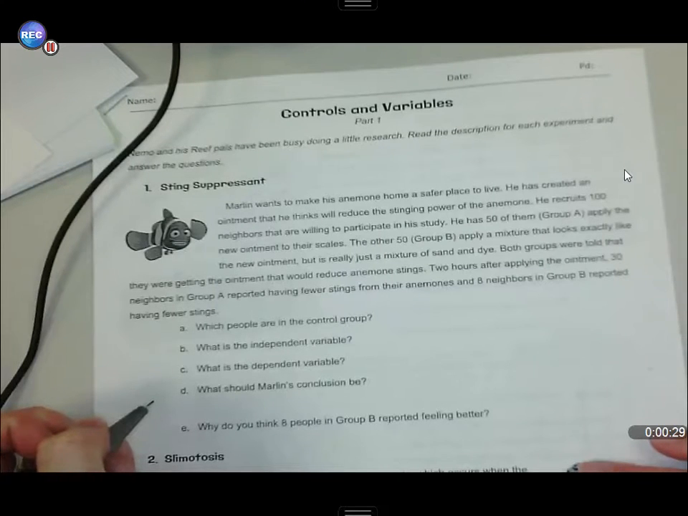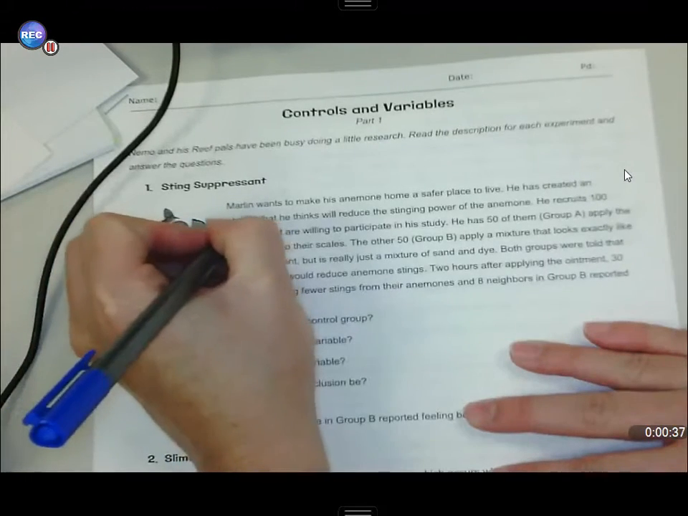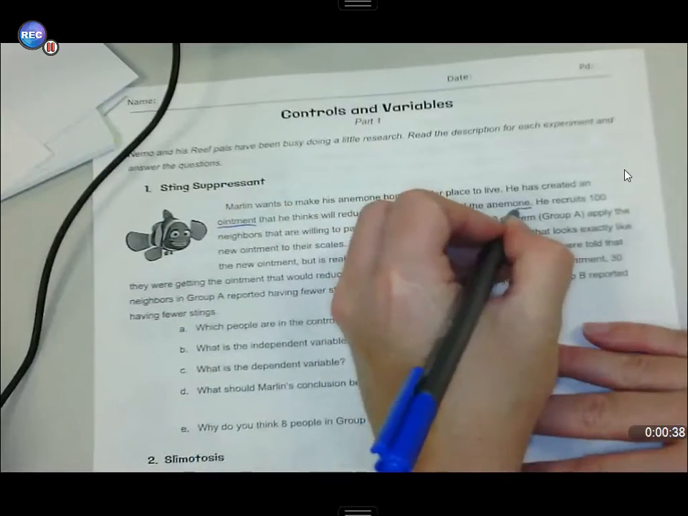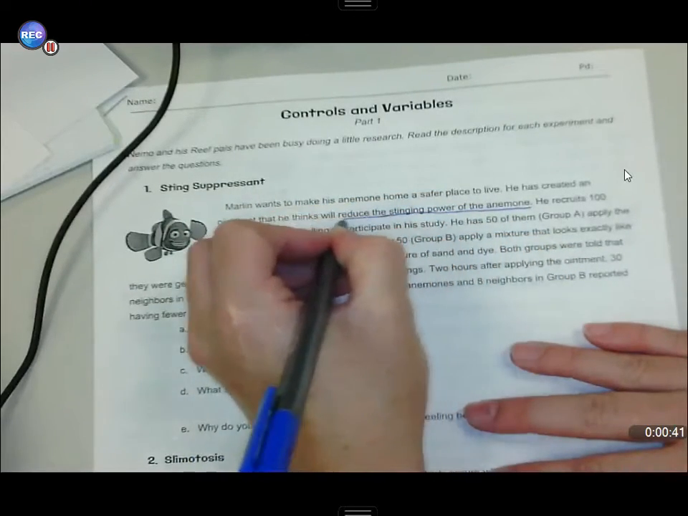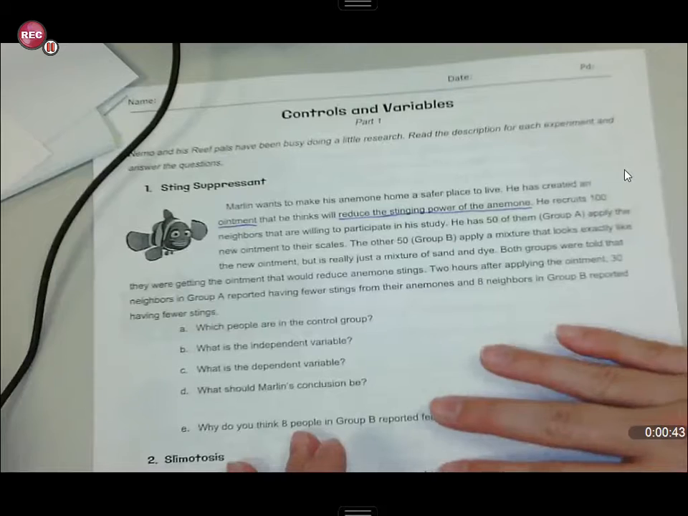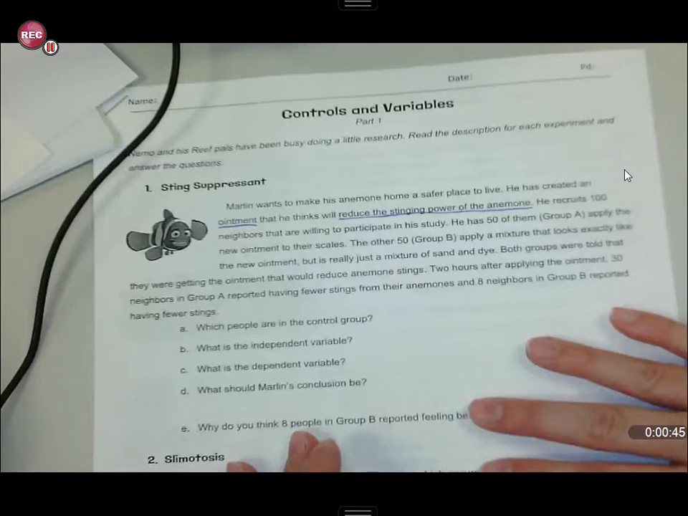So, sting suppressant. Marlin wants to make his anemone home a safer place to live. He has created an ointment that he thinks will reduce the stinging power of the anemone. He recruits 100 neighbors that are willing to participate in his study. He had 50 of them, Group A, apply the new ointment to their scalps. The other 50, Group B, apply a mixture that looks exactly like the new ointment, but is really just a mixture of sand and dye.